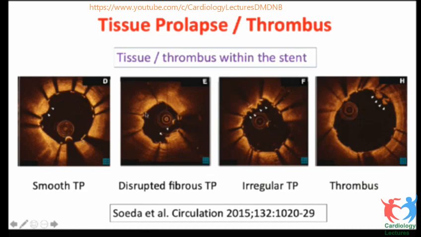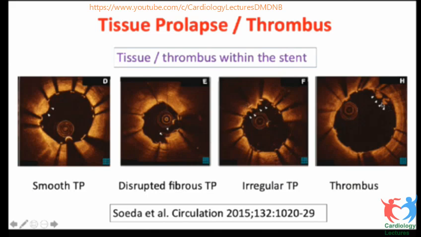What is disturbed fibrous tissue prolapse? It is where you have damaged a fibrous flap, and the flap is protruding into your stent cell. This is called disturbed fibrous tissue prolapse. And the fourth one is where you have a thin cap fibroatheroma, the stent strut has gone into it, and all the necrotic material is protruding. That is called irregular tissue prolapse. These two are milder forms of injury, and this is a severe form of injury. This has been associated with increased adverse events.